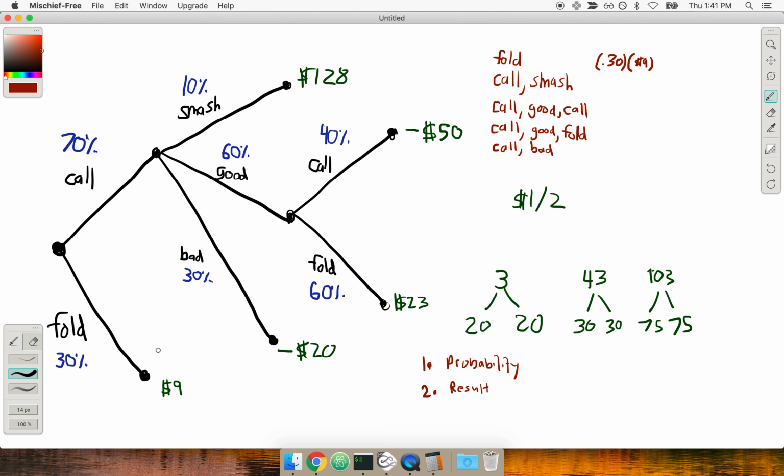So this one was easy because the probability was just one number. But for the rest of them, we're going to have to multiply the probabilities. So what's the probability of getting a call and then smashing the flop? We're going to have to multiply 0.7 times 0.1. So 0.7 times 0.1, that's the probability that we reach this point. And now we're going to write down the result. So the result is $128.